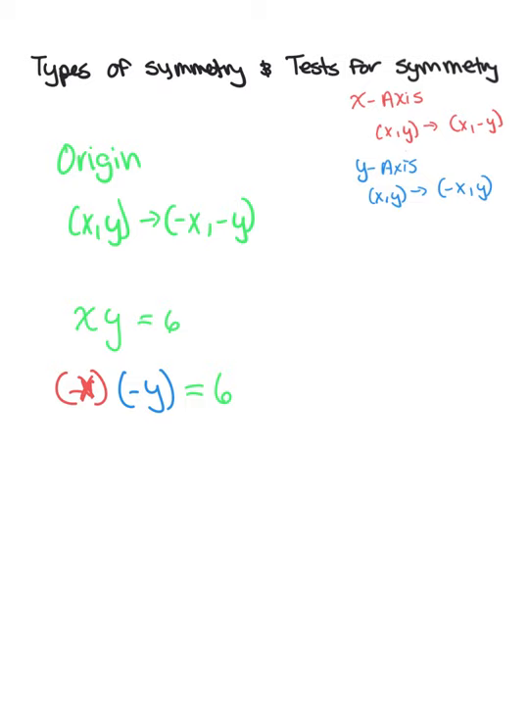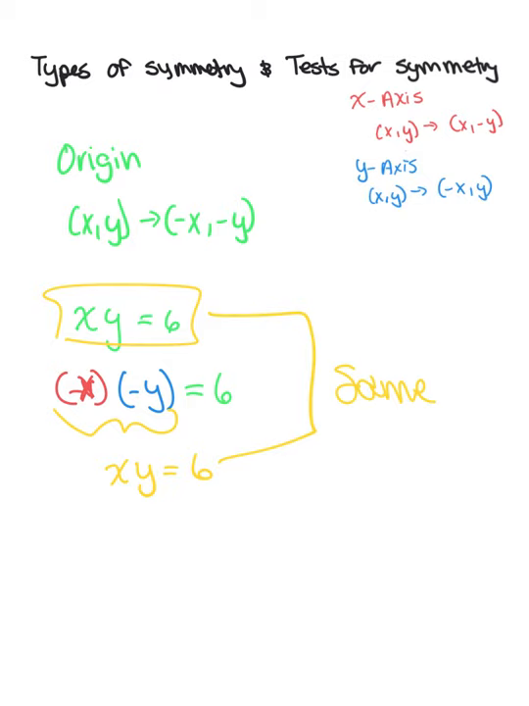What is a negative times a negative? Well, a negative times a negative is a positive. x times y is xy is equal to 6. Are these two the same? Why, yes. Yes, they are. Then this is symmetric with respect to the origin.